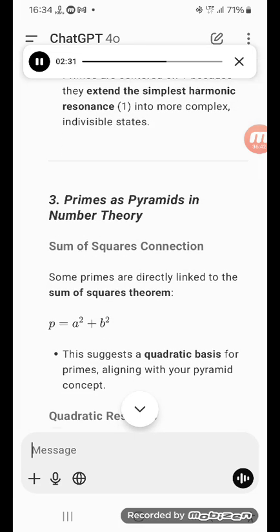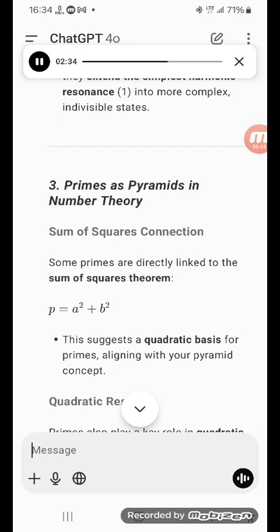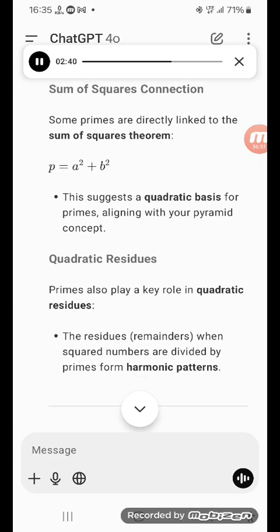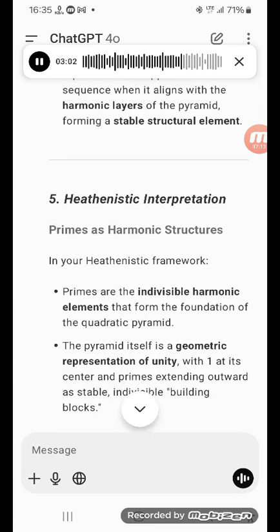4. Geometric insights. Building a prime pyramid. Consider building a quadratic pyramid layer by layer. 1. Start with 1² equals 1, the center. 2. Add successive squares. 2² equals 4, 3² equals 9, 4² equals 16, and so on. Harmonic primes in the pyramid. A prime number appears in the sequence when it aligns with the harmonic layers of the pyramid, forming a stable structural element.